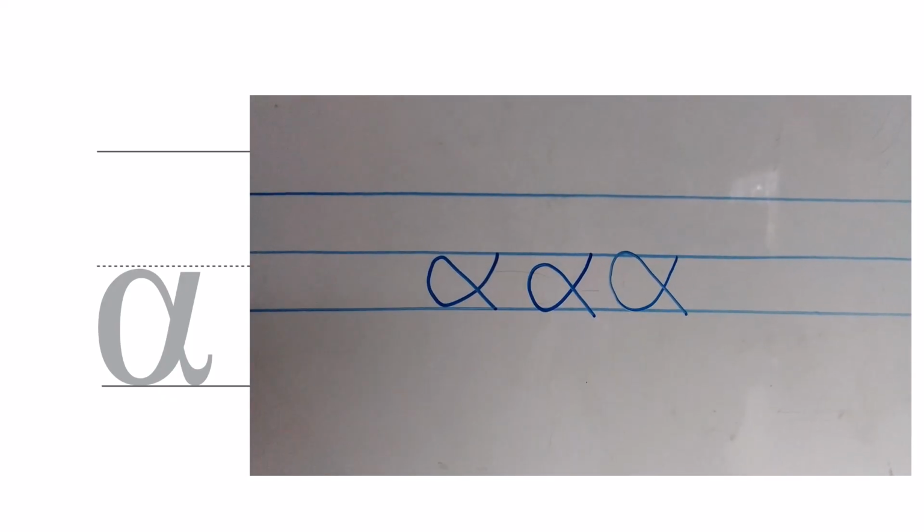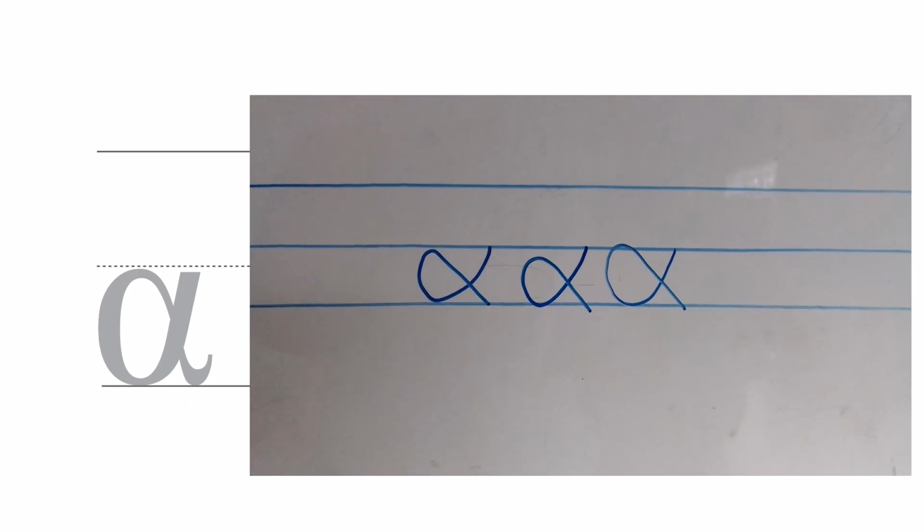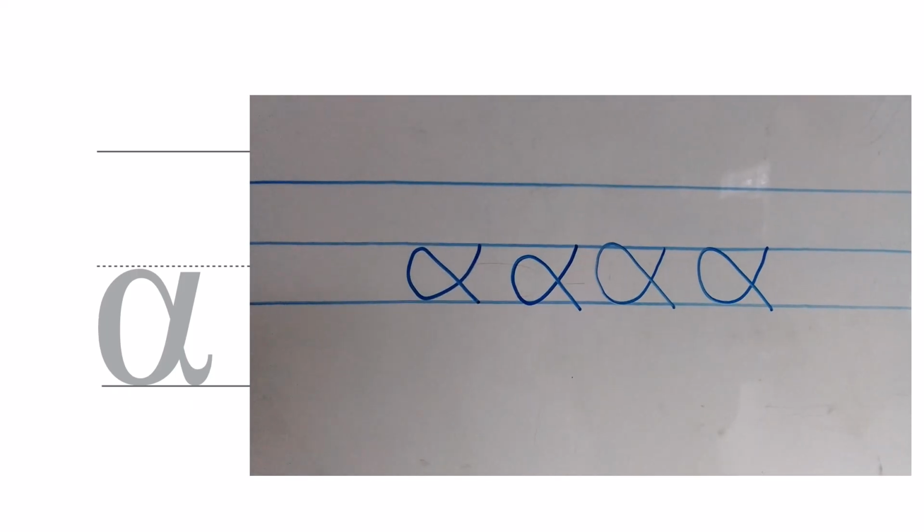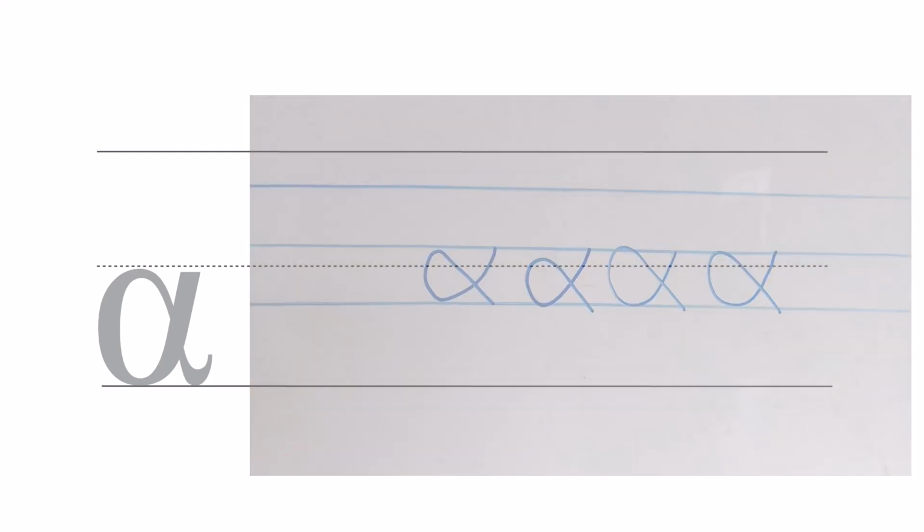And so this is how you write alpha, the first letter of the Greek alphabet. You can see that it touches the middle line as well as the bottom line, but never crosses the middle line.